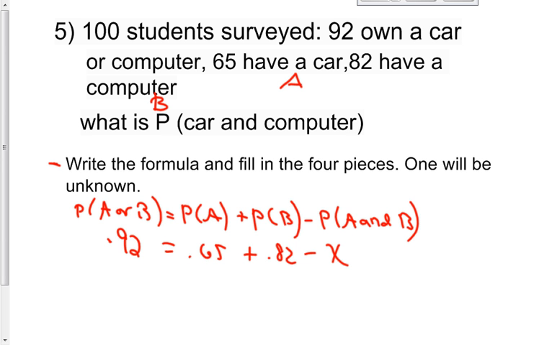I need to try to solve for X. 0.92 equals 0.65 plus 0.82 minus X. We're going to move the 65 over, we're going to move the 82 over. Negative 0.55 equals negative X. Divide out the negative sign, X equals 0.55. So the probability that they have a car and a computer, 55 over 100. And you could leave it at 0.55. You could write it as 55%. Every one of those answers would be okay.